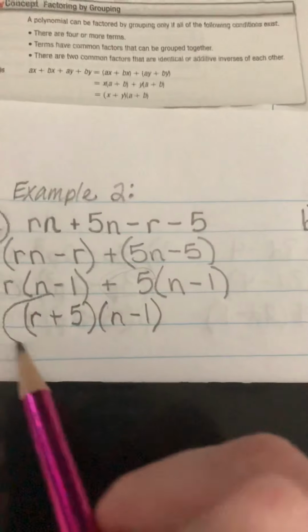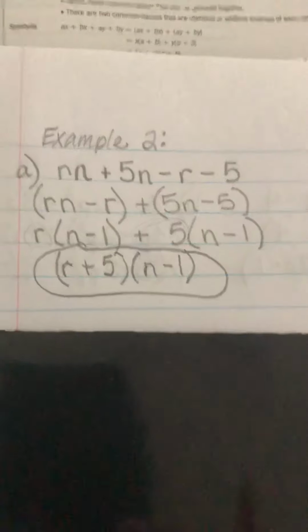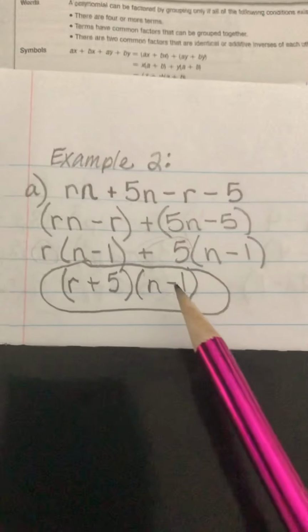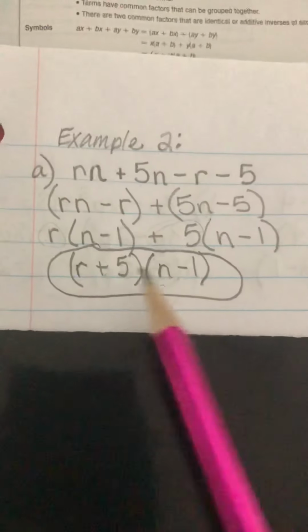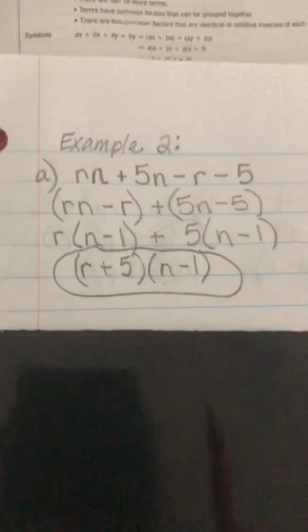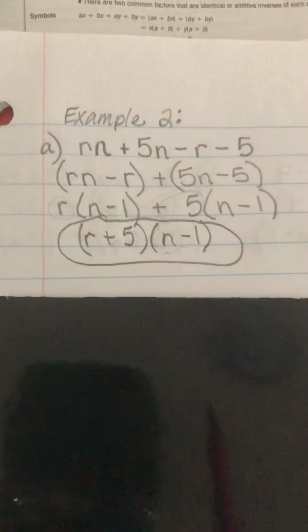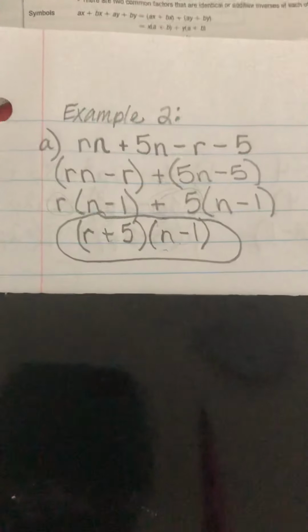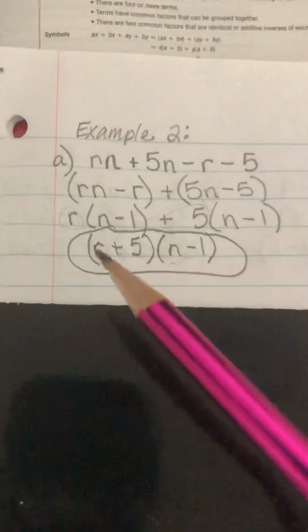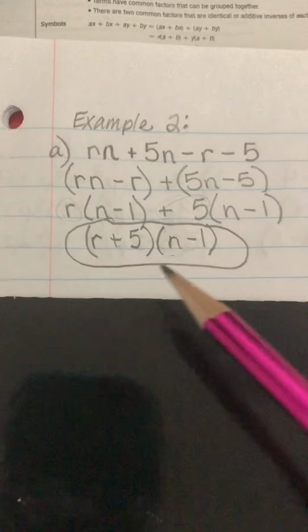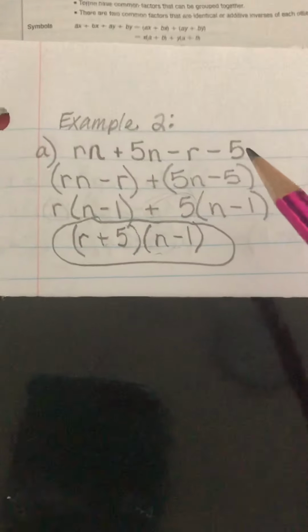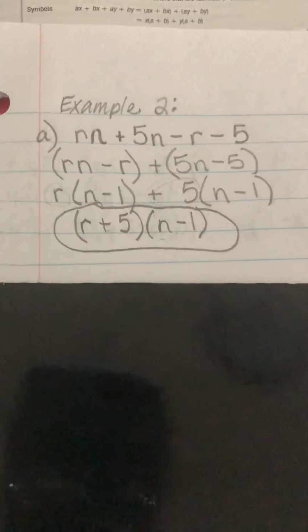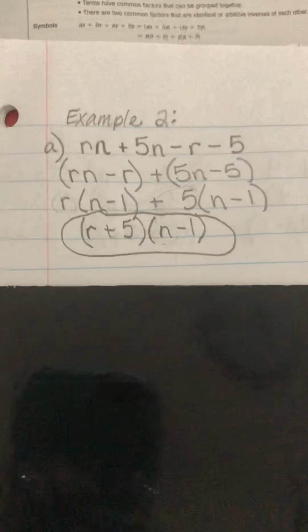So this ends up being your answer, because the r was multiplied by n-1 and the 5 was multiplied by n-1. That is what that's showing here. And just like last week, I highly, highly recommend you go FOIL and distribute all this back out, and you should get the original problem every time. So you can always check these to make sure that they're correct.